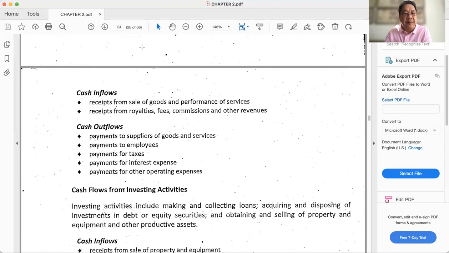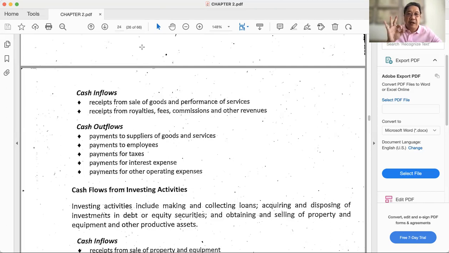Now, ano-ano ba ang kasama sa operating activities? Cash inflow, receipts from sale of goods, performance of services. So, yun ang alam niyo na yan. Receipts from royalties, fees, commission, and other revenue. Receipts, minatanggap na yan, cash. Ano naman yung cash outflow? Payment of suppliers for goods and services, payment of employees, payment of taxes, payment for interest expense, payment for other operating expenses, payment of payables. Nagbayad ka ng utang mo, lumabas ang cash. Nasa cash disbursement journal yon.